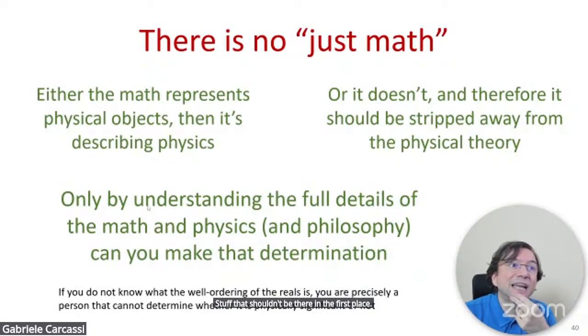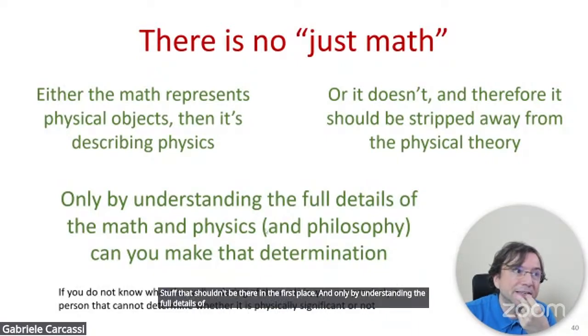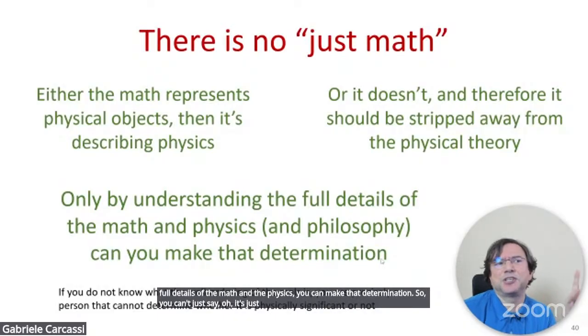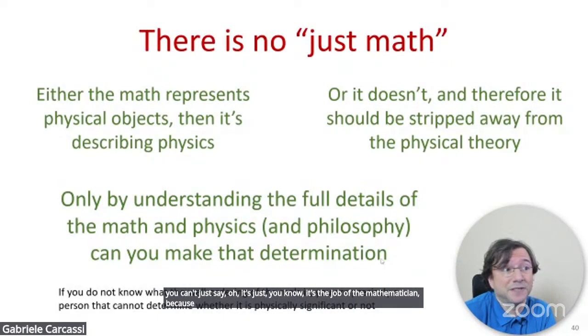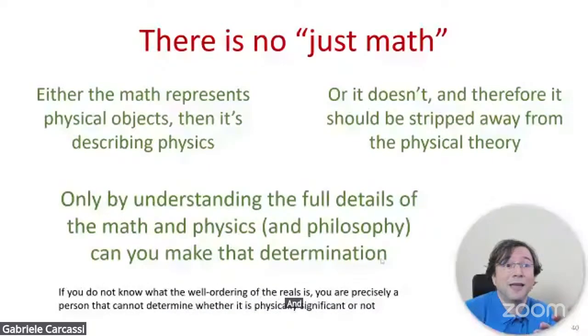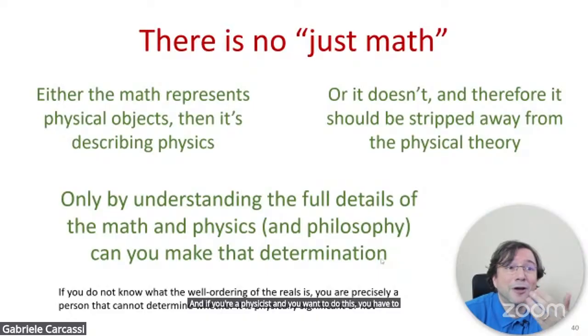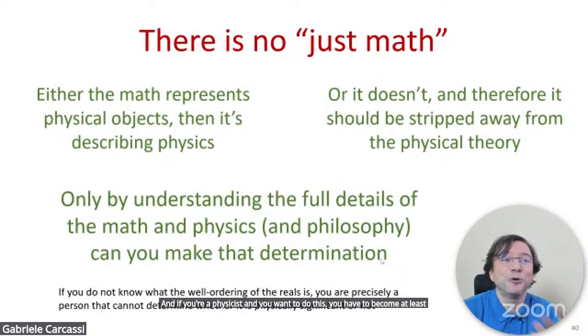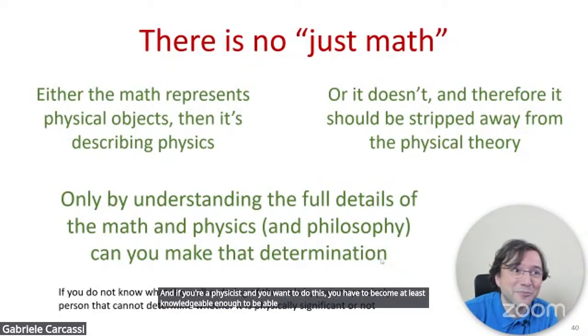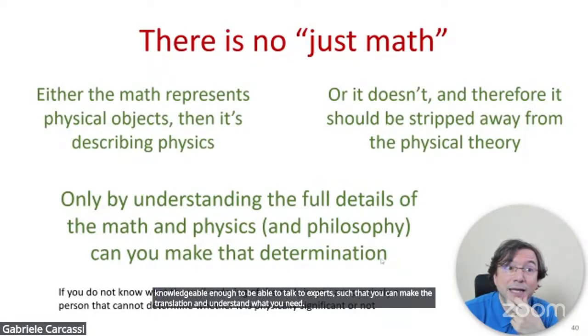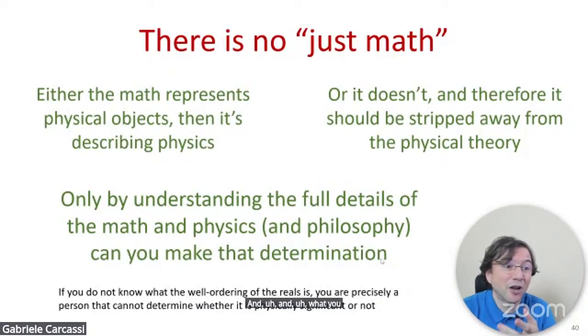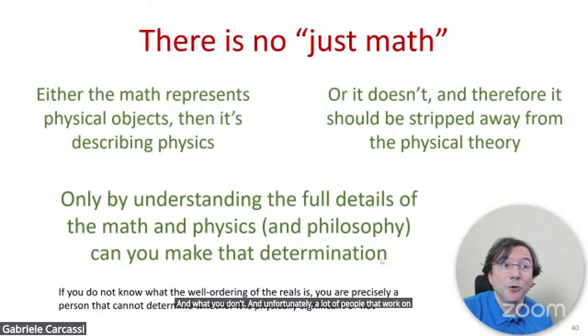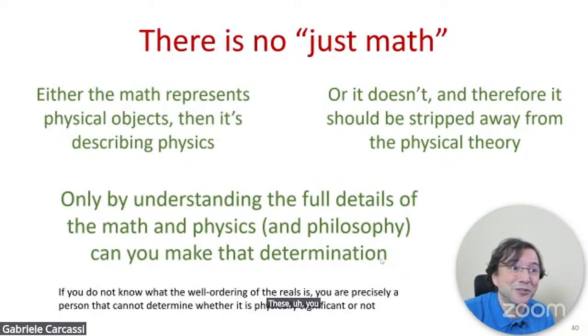And only by understanding the full details of the math and the physics can you make that determination. So you can't just say, oh, it's the job of the mathematician, because it doesn't have the physics part. And if you're a physicist and you want to do this, you have to become at least knowledgeable enough to be able to talk to experts such that you can make the translation and understand what you need and what you don't. And unfortunately, a lot of people that work on the foundations of physics do not know these issues in the foundation of math.